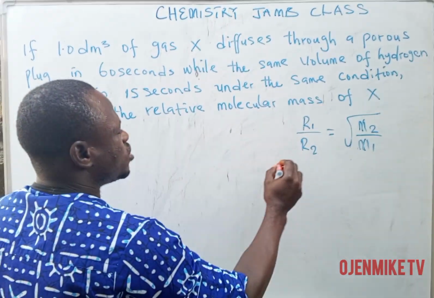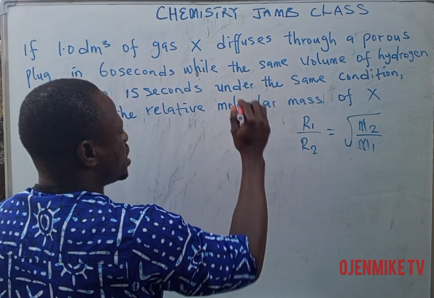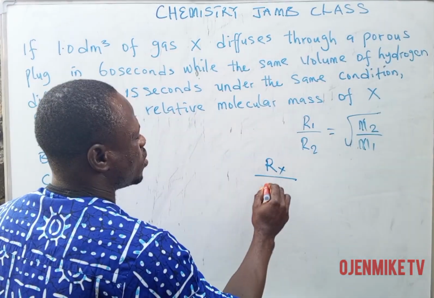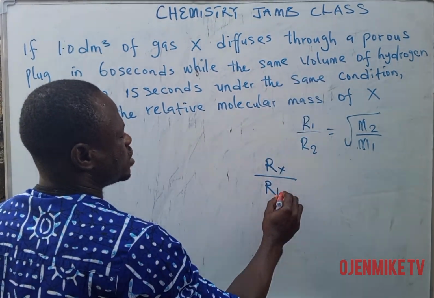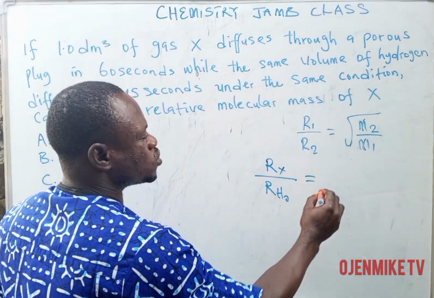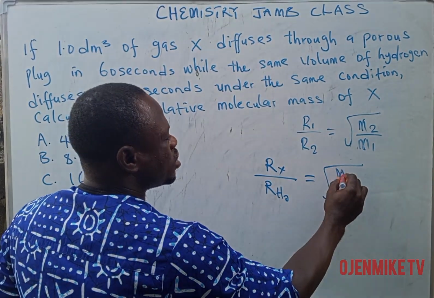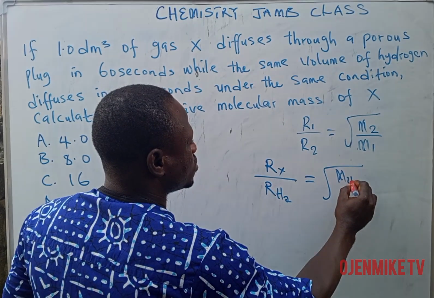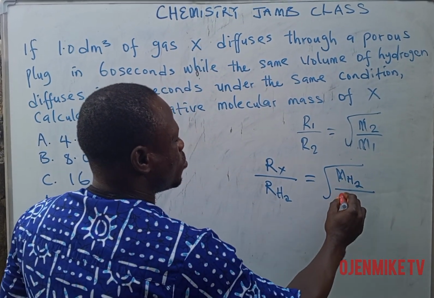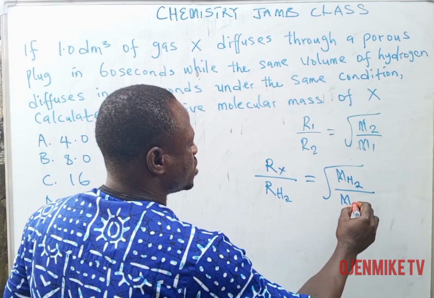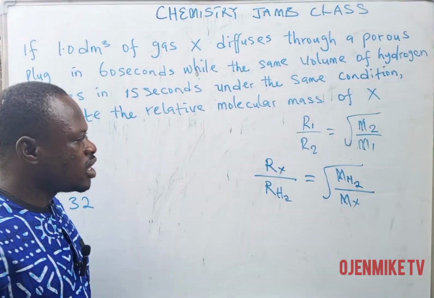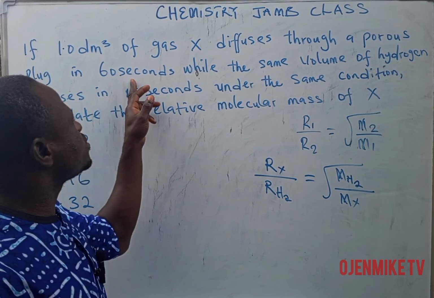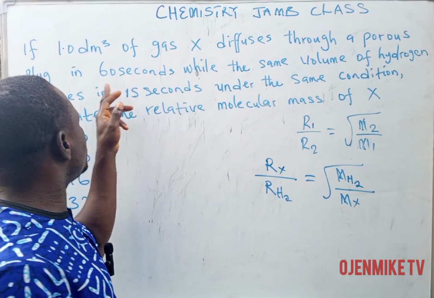So we have Rx over the rate of hydrogen gas equals the molar mass of hydrogen gas over the molar mass of X. Are you following? Now, the rate of gas is given in what? It said that X diffuses in 60 seconds. Are you following? Diffuses in 60 seconds.